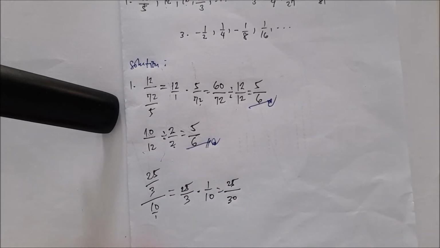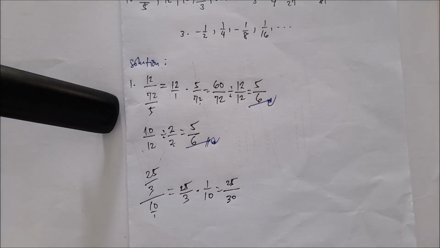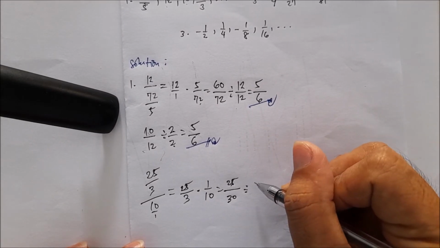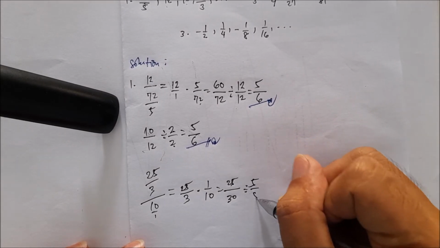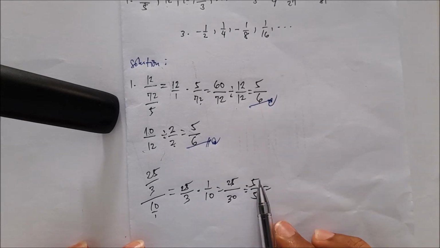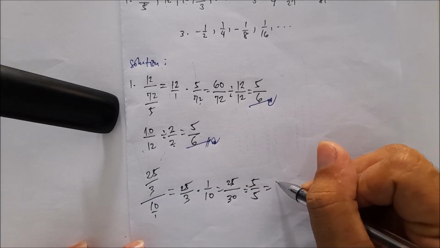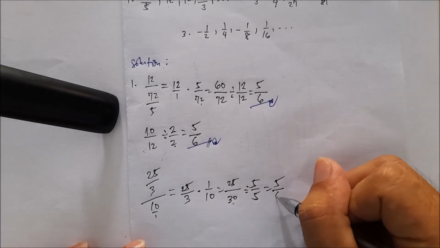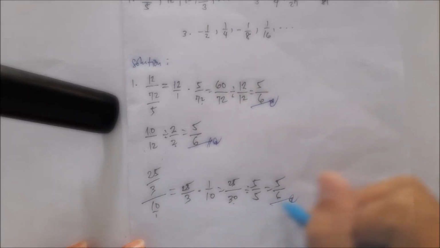Can you simplify or not? Yes, you can simplify by dividing both sides by 5. So 25 divided by 5 equals 5. 30 divided by 5 equals 6. So the answer is 5 over 6.